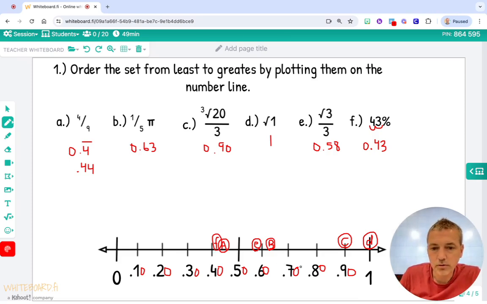So our order would be F, A, E, B, C, D. All right, I hope that helps.